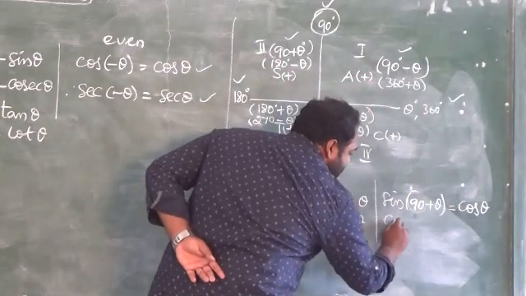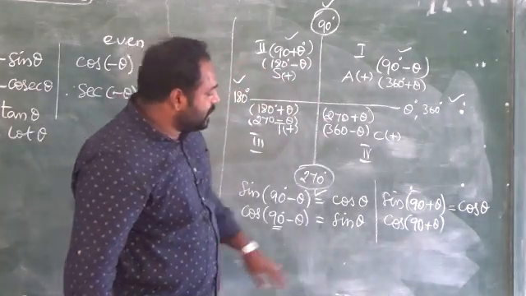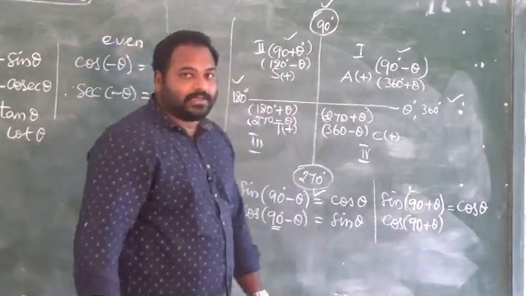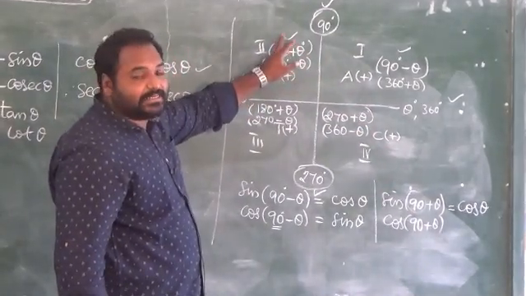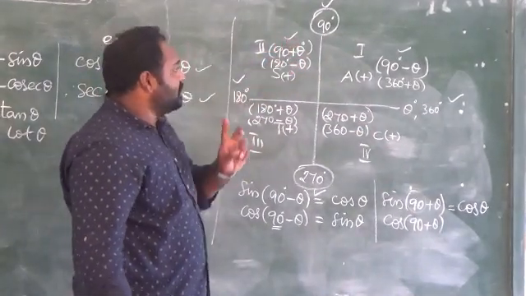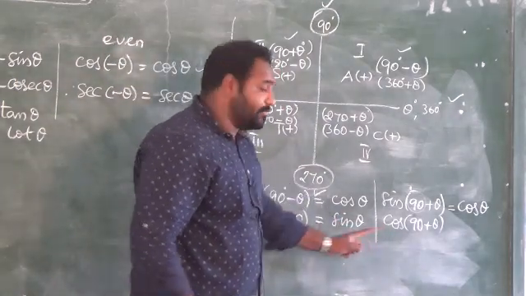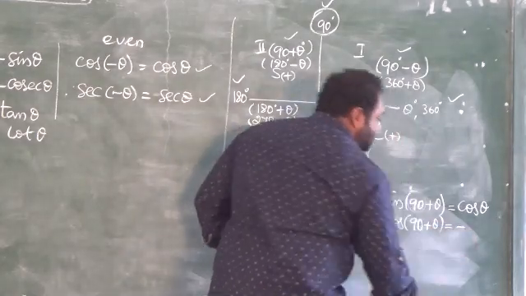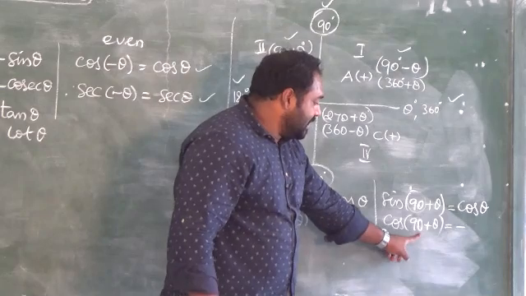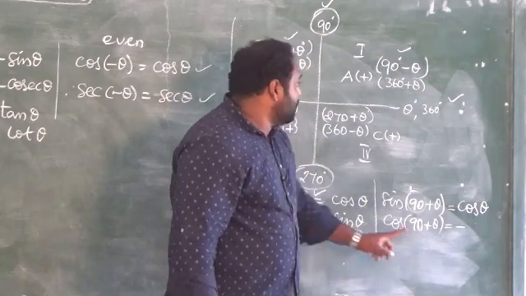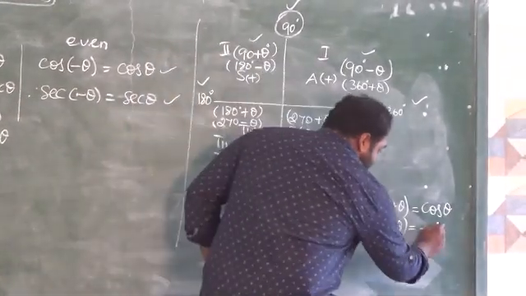Same like that, cos of 90 plus theta. Here first let me check the quadrant: 90 plus theta is in the second quadrant. In the second quadrant, sine alone is positive. What about cos? It's negative, purely negative. So minus first, then check the 90. When you see 90 and 270, we have to write the co-ratio. The co-ratio of cos is sine theta.